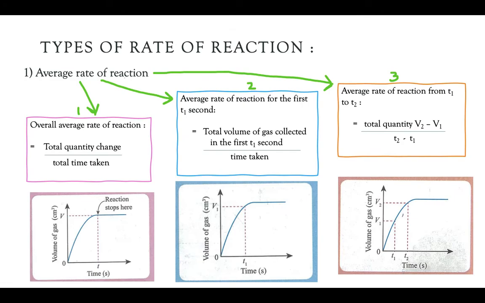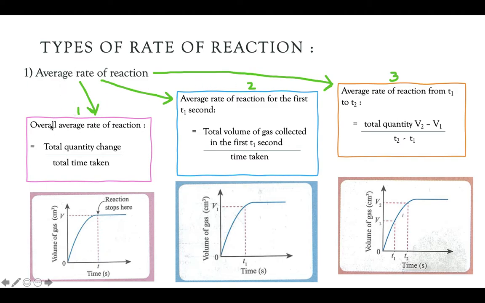Okay, masuk ke types of rate of reaction. As we mentioned just now, it has two types of rate of reaction. One is average rate of reaction and the other one is instantaneous rate of reaction. So let's look at one by one. What is average rate of reaction? We have three more types in average rate of reaction.